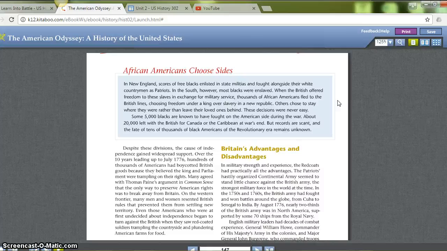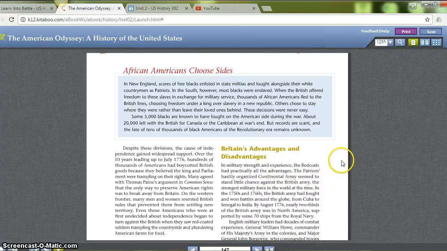Others chose to stay where they were rather than to leave their loved ones behind. The decisions were never easy. Some 5,000 blacks are known to have fought on the American side during the war. About 20,000 left with the British for Canada or the Caribbean at war's end. But records are scant and the fate of tens of thousands of black Americans of the Revolutionary era remains unknown.